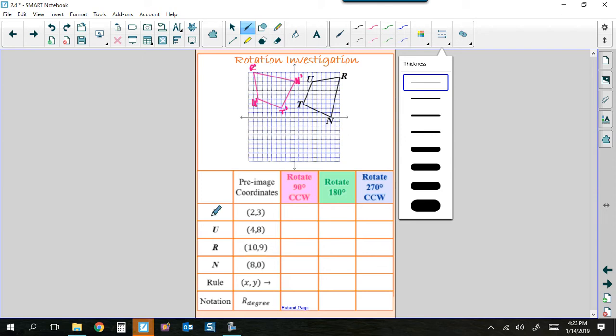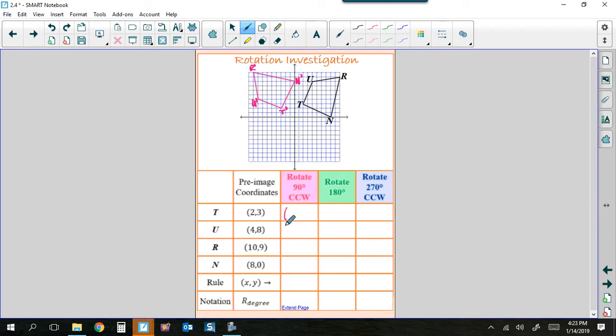So we can see that T, when I rotated it 90 degrees, is now at -3, 2. We can see that U prime, after I rotated it 90 degrees, is now at -8, 4. R, when I rotated it, is now over here, and it is at -9, 10. And then lastly, N, which was over here at 8, 0, is now at 0, 8.